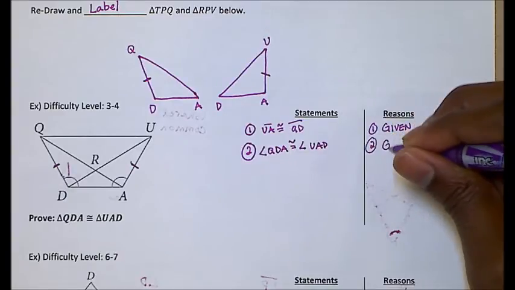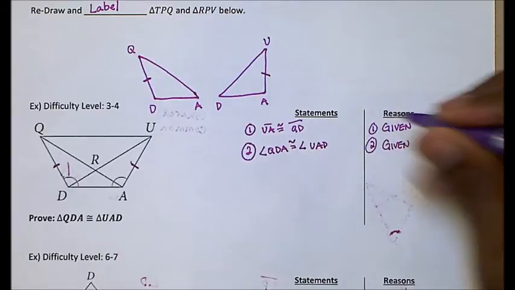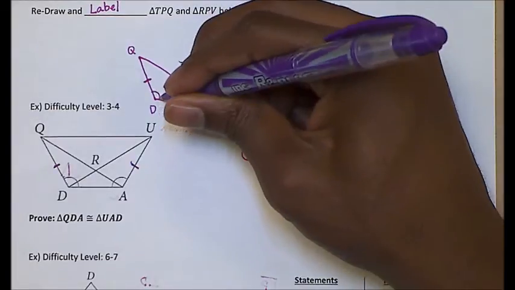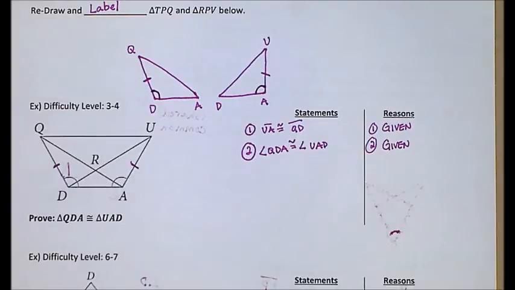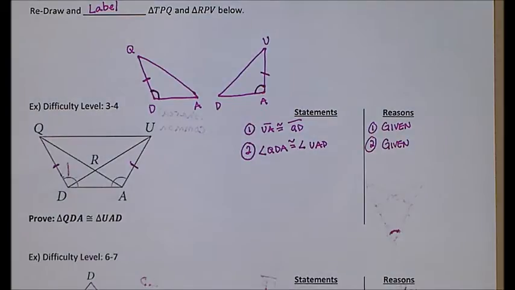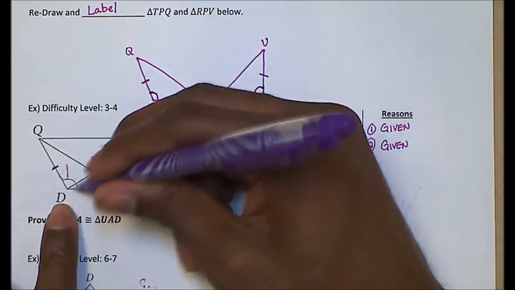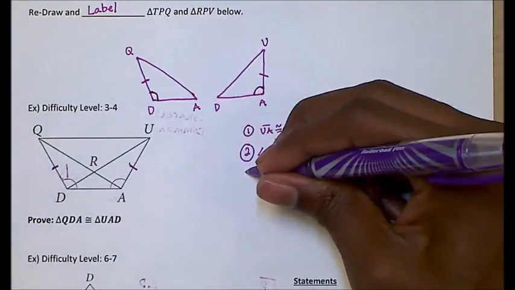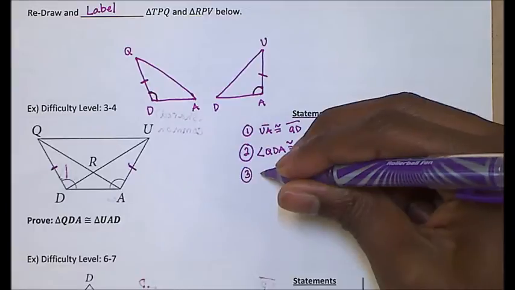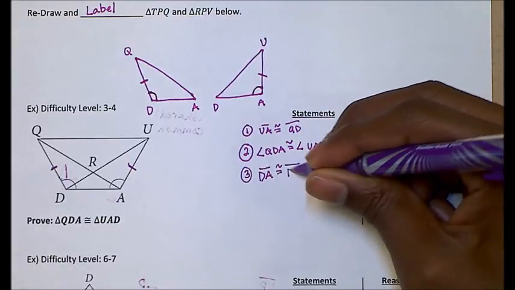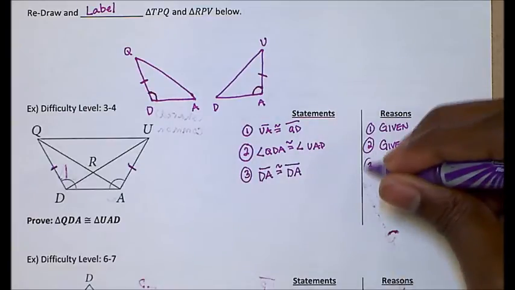Again, that's given information. I'm going to make sure I mark it here: UAD, QDA, marked congruent. So now, what do I see that can help me out? Because I need to prove that these two triangles are the same. Well, especially in my overlapping triangles pictures, I can see that DA is a shared side. So DA should be congruent to DA. Why? That's the reflexive property.